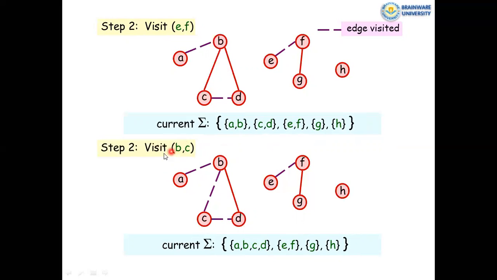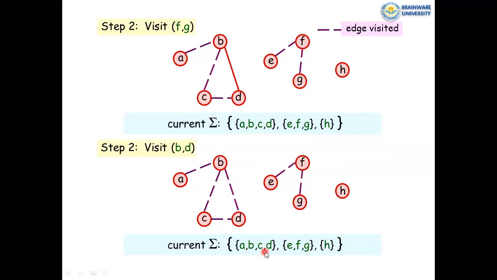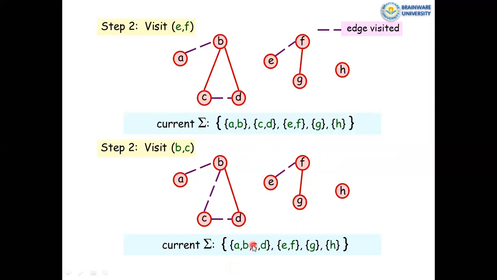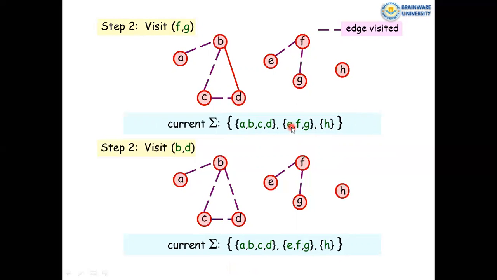Next we visit edge bc. B and c belong to two different sets, so we apply the union operation and merge a b and c d, combining them to get a b c d. Next we choose fg. F and g belong to two different sets, so we apply the union operation and merge with e and f. So we get e, f, g, and this is another component, a, b, c, d.